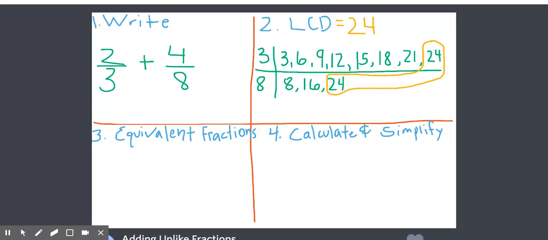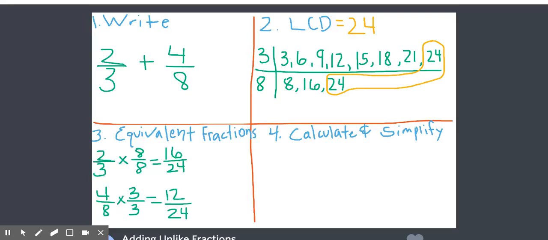In box 2, you found the least common denominator. You can see I did 3 times 1 is 3, 3 times 2 is 6, 3 times 3 is 9, all the way out until I hit 24. And then I did 8 times 1 is 8, 8 times 2 is 16, 8 times 3 is 24. 24 and 24, that's my LCD. The next step is to create equivalent fractions. You can see with making equivalent fractions, I did 2/3 times 8 over 8 equals 16/24, and 4/8 times 3 over 3 equals 12/24. And now it's time to calculate and simplify.